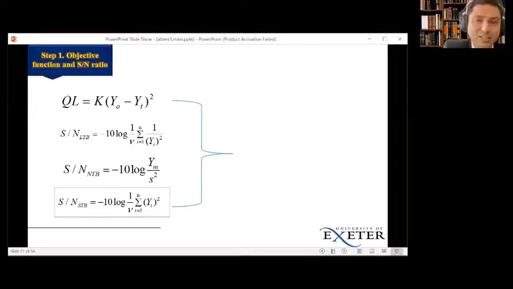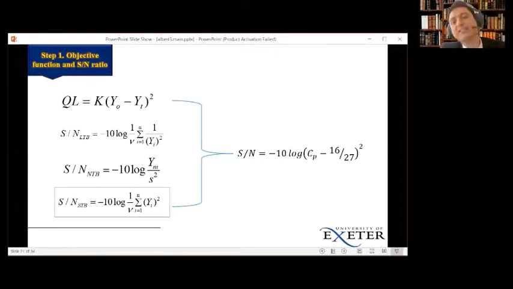In the current study, maximum power coefficient, CP, is the quality target. Therefore, by replacing maximum power coefficient as target quality, the objective function can be defined as this final equation. Here, the maximum CP is considered as 16 over 27 based on the Betz limit, which is a safe assumption.